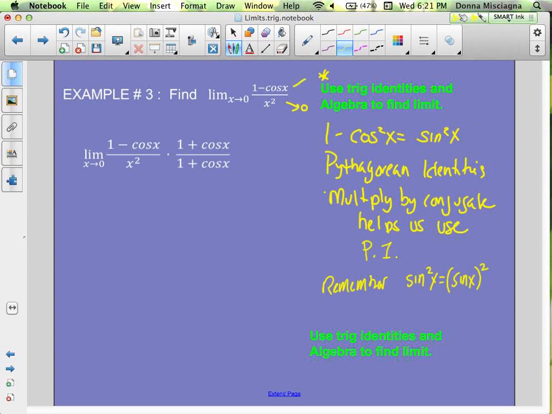The numerator goes to 0 because you're going to have 1 minus cosine 0, and cosine 0 is 1. So you have 1 minus 1, and that's 0. Right? So obviously this is not one for substitution. So we'll try something different.